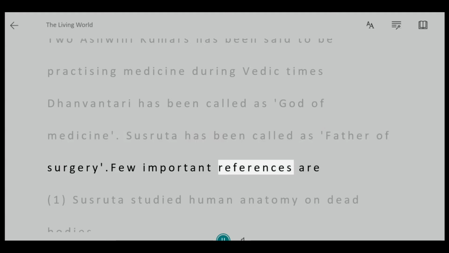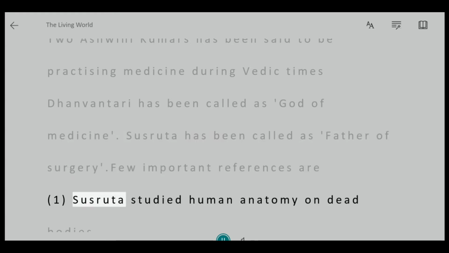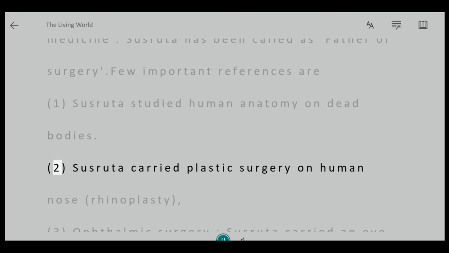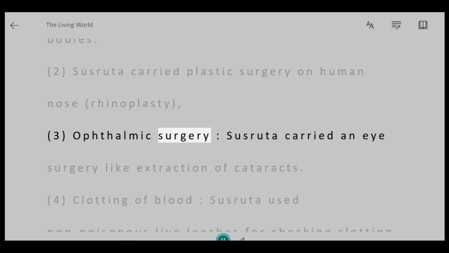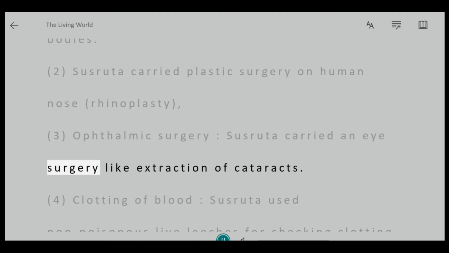Few important references are: 1. Susruta studied human anatomy on dead bodies. 2. Susruta carried out plastic surgery on the human nose, rhinoplasty. 3. Ophthalmic surgery. Susruta carried out eye surgery like extraction of cataracts.